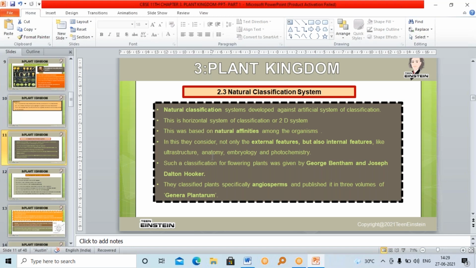Such a type of classification in flowering plants was given by George Bentham and Joseph Dalton Hooker. Bentham and Hooker's classification comes under the natural system of classification. They classified plants, specifically angiosperms, and published in 3 volumes of Genera Plantarum. This is about Bentham and Hooker's work.